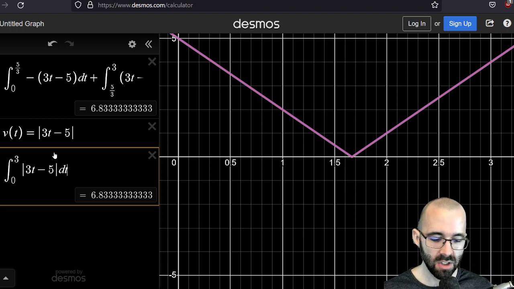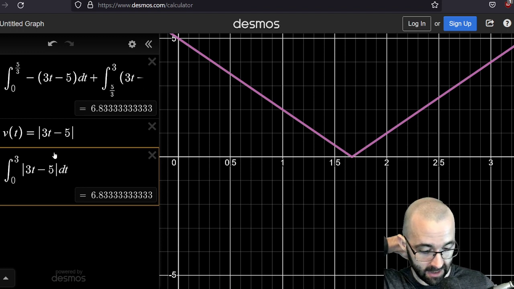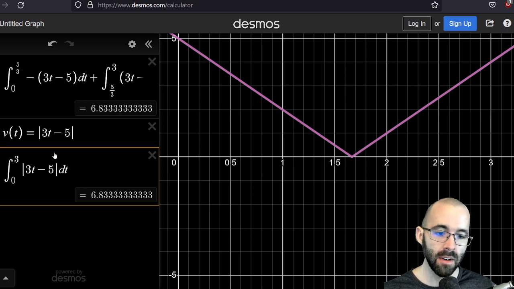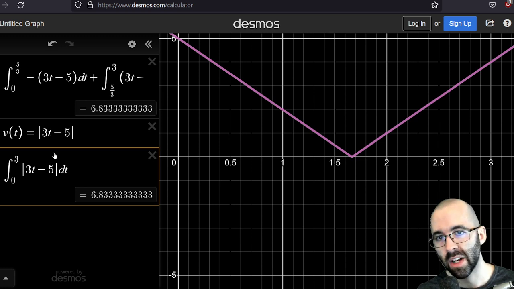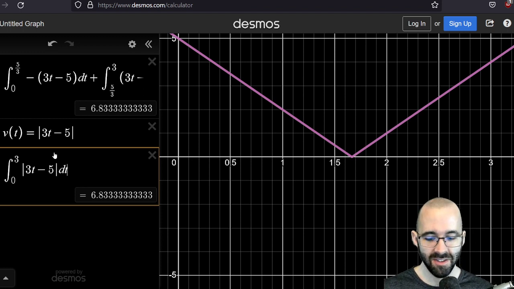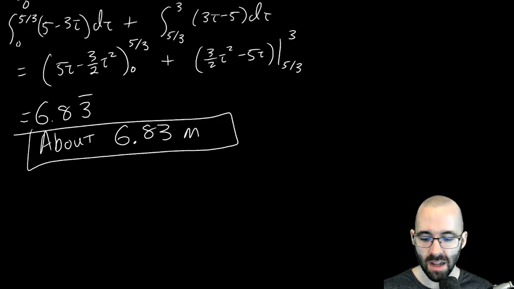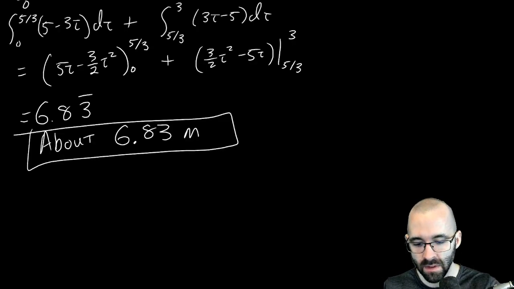Okay, just always make sure to check your arithmetic. It's very easy to mess that up. So this area is going to be much bigger in this case, and it will always be bigger if the function is ever negative. Depending on how often the function is negative, there will be a much bigger difference between the displacement and the distance traveled. So that's what's happening in this problem.